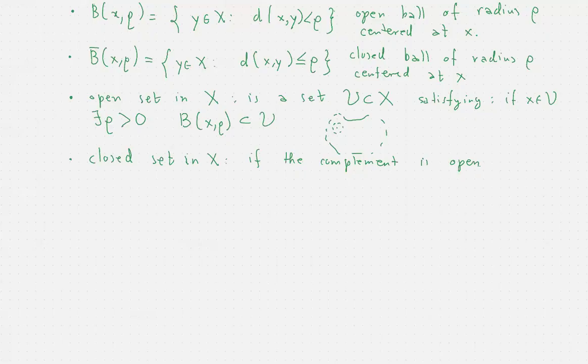So D is closed, let's write it more formally, if and only if X minus D, which is the set of all points x in X such that x does not belong to D, is open.